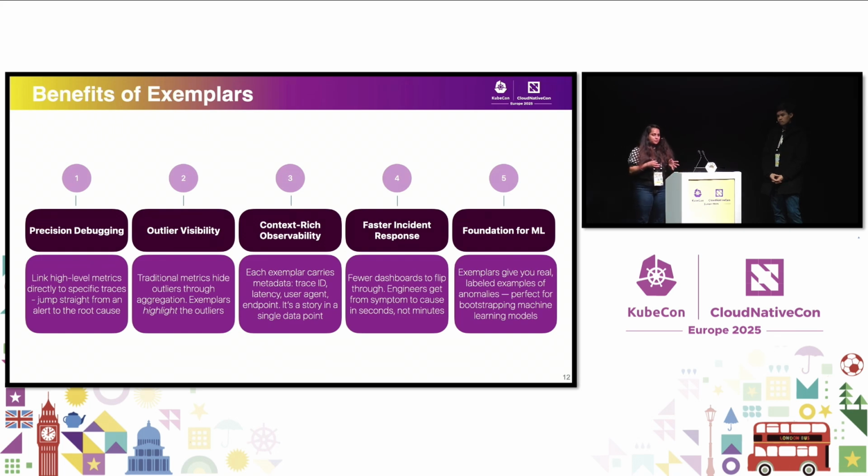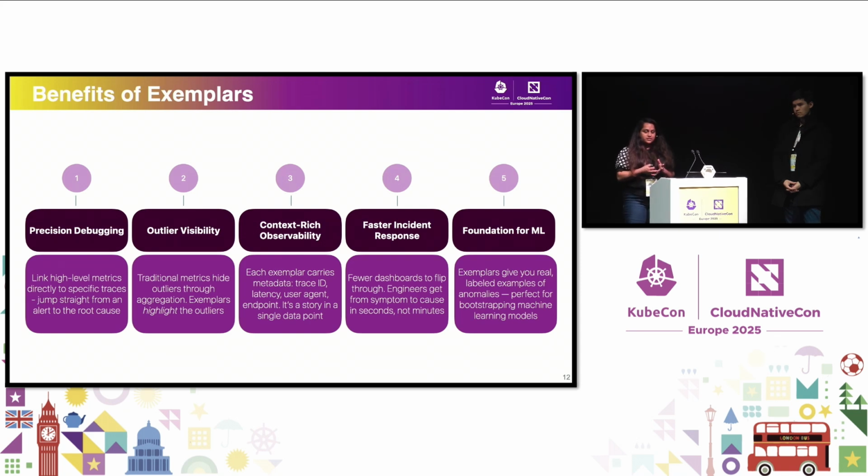So now let's talk about some of the benefits of exemplars. The biggest benefit is that you get precision debugging. Because they link high-level metrics to the traces directly, you're going straight from the alert that you get to the root cause itself. And I'm not saying it gives you the root cause, but you can root cause the issue much faster. The opposite of this would be that you're having to go and look into your traces to figure out which one is the relevant trace for you to see what's going wrong. So it's really that powerful.